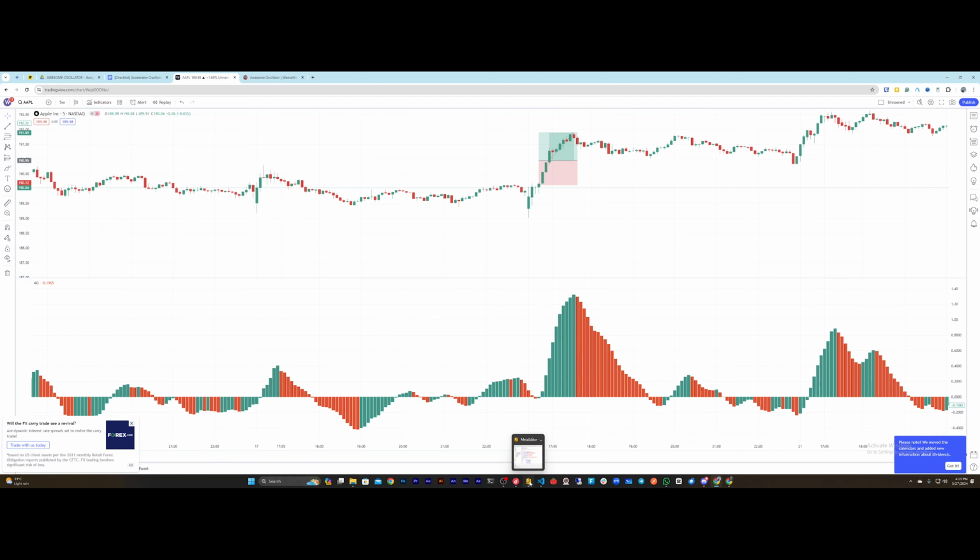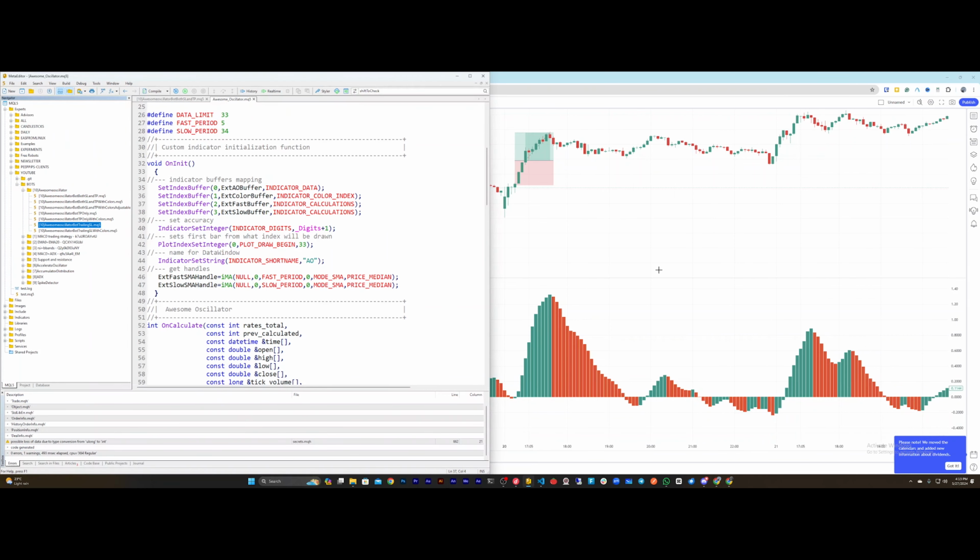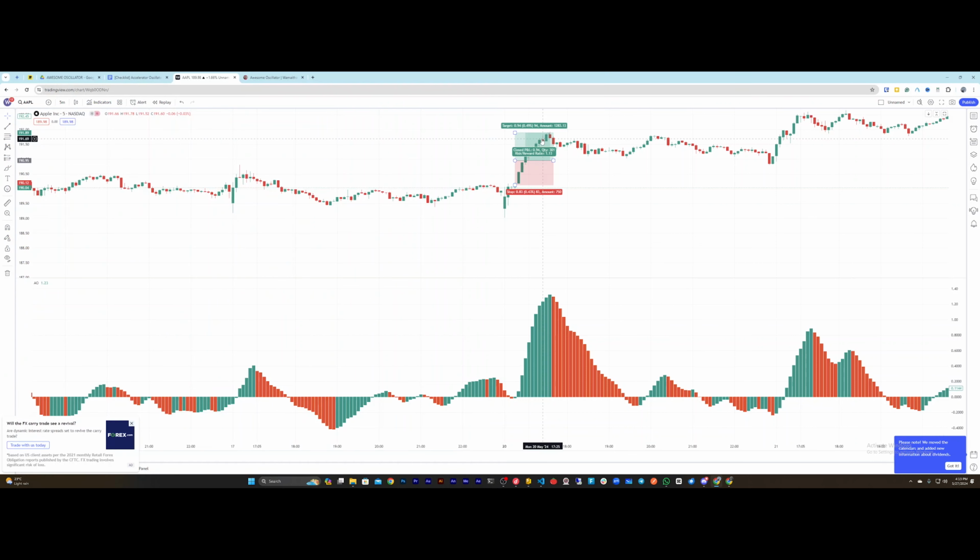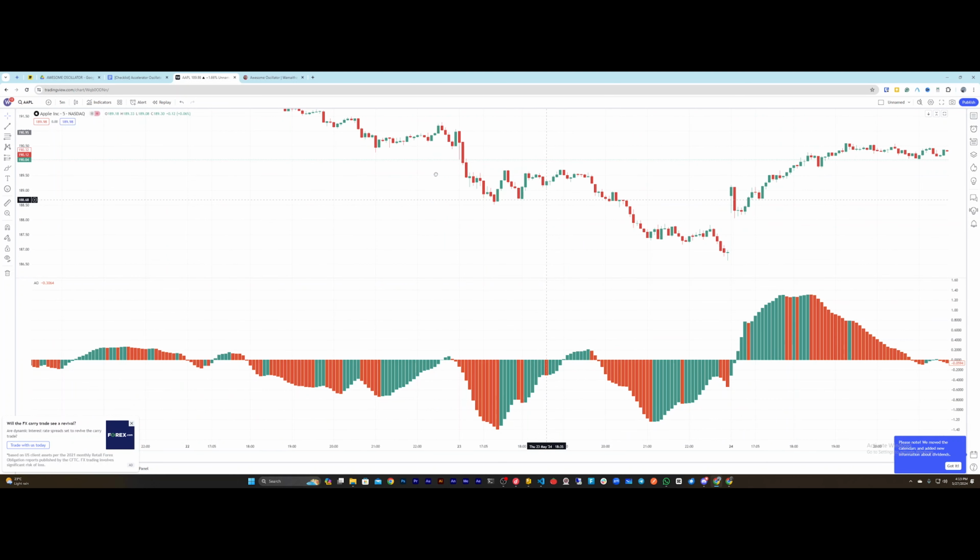The trailing stop loss is a bit different. What happens instead is we don't have a take profit. We only have a stop loss that keeps moving. Let me find where we have a bit of movement so I can explain this way better.